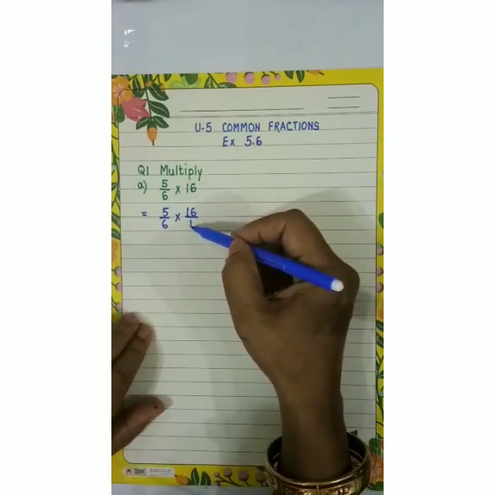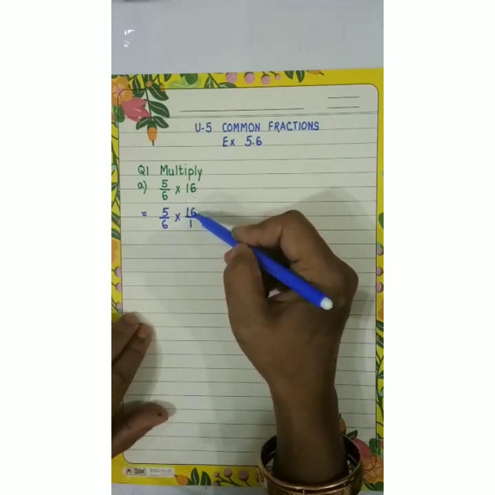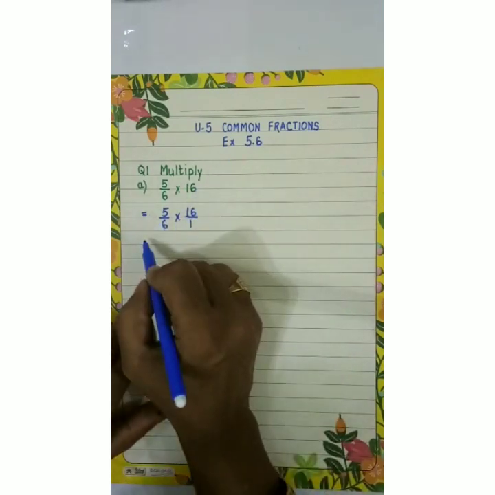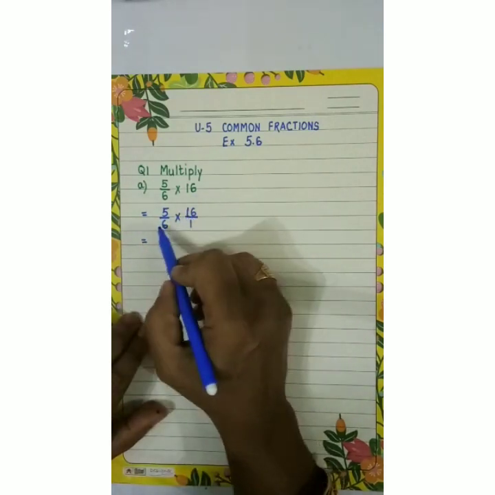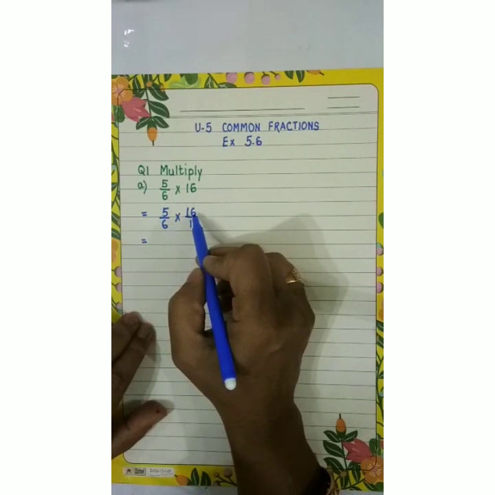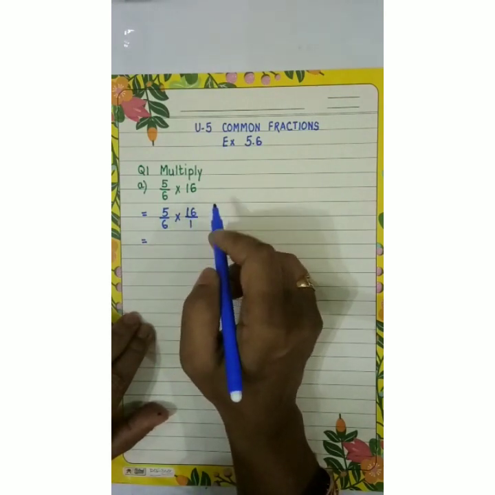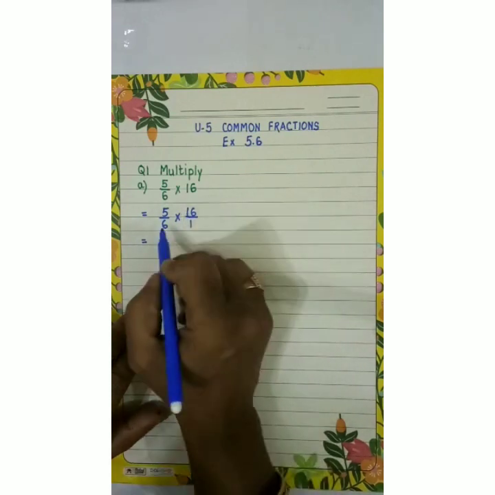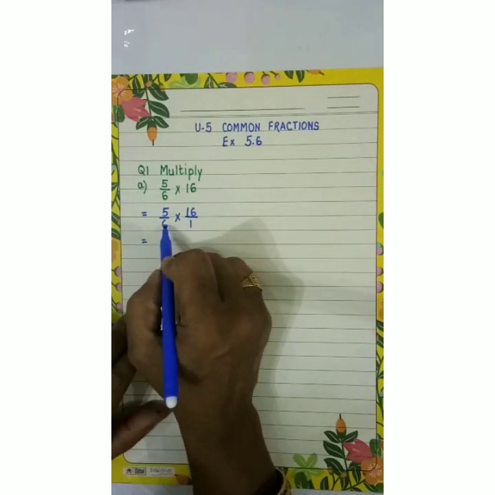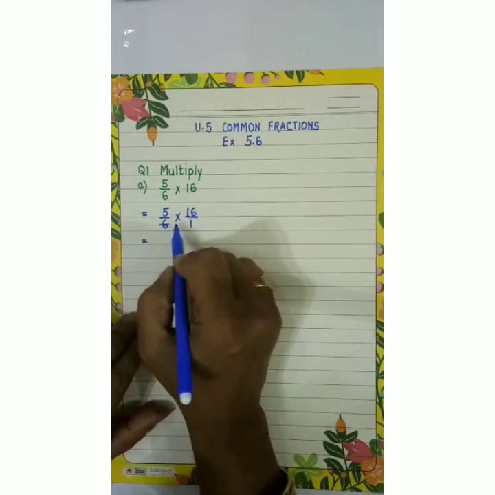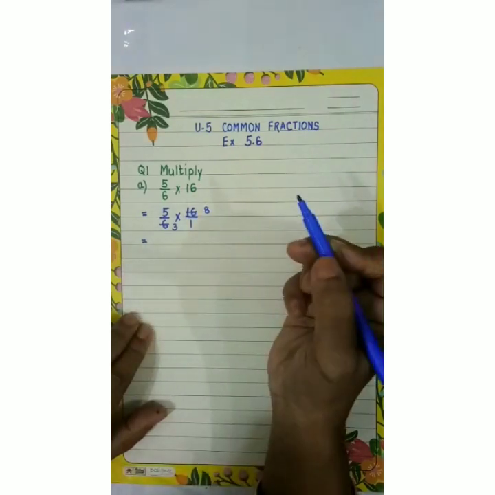So when we put 1 in the denominator, it doesn't change the value of 16. Now the next step is that the digits over here can be cut if they come in the same table, to bring the fraction into the lowest term. So 6 and 16 come in one table, that is of 2. So 2 3s are 6 and 2 8s are 16.